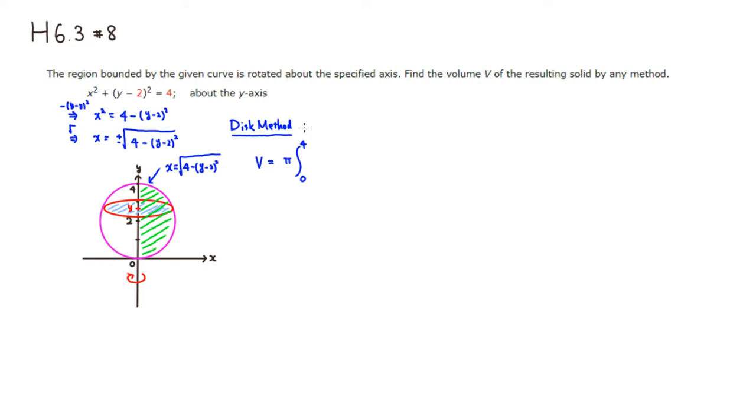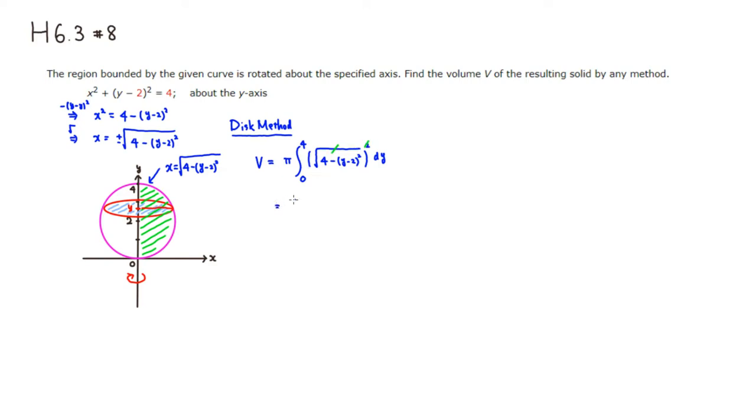The radius can be written as the square root of 4 minus (y minus 2) squared. So this is the radius right here, from here to there. But you need to square this, so this is squared, with respect to y. And luckily, we can cancel the square root and the square. So we just have a fairly simple integration.